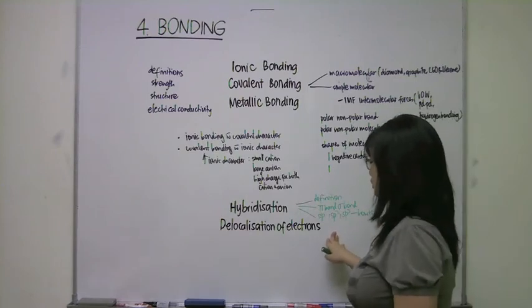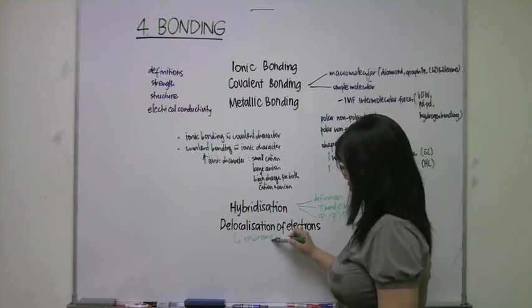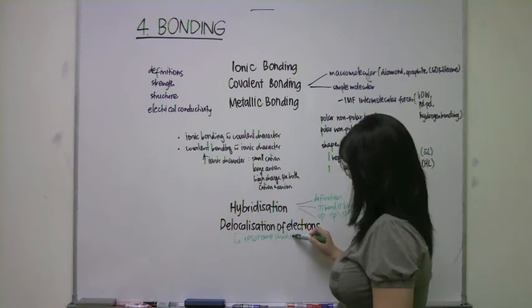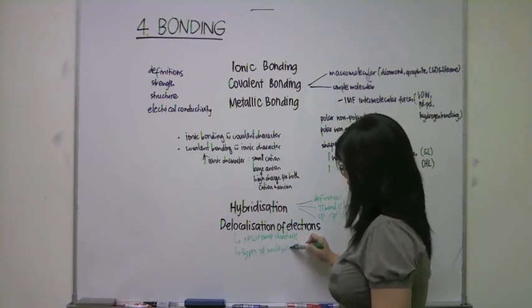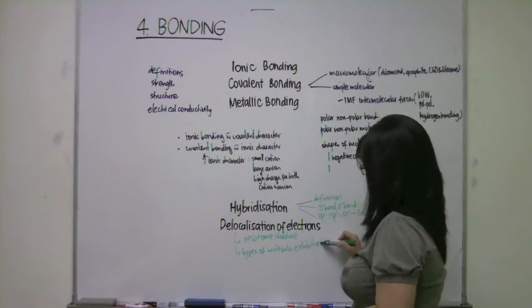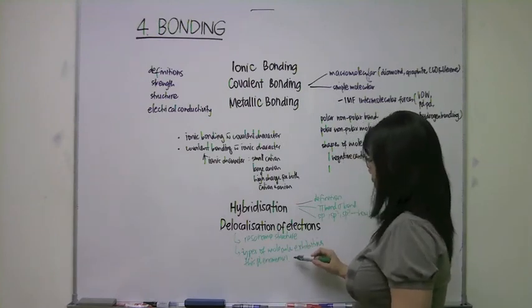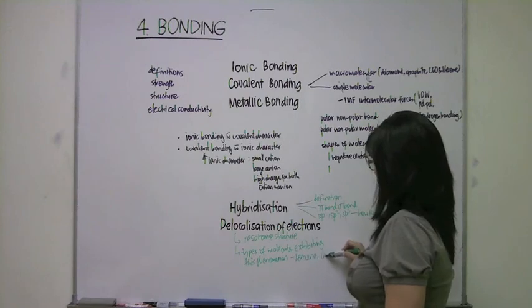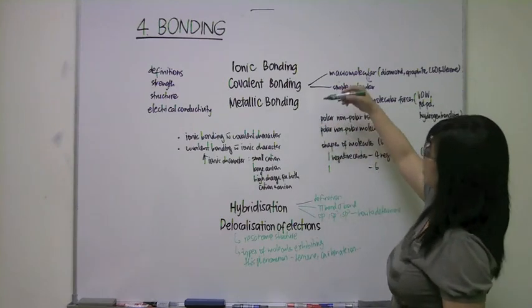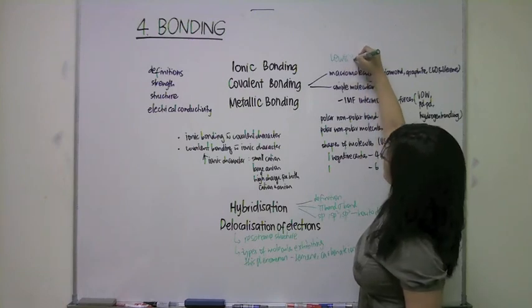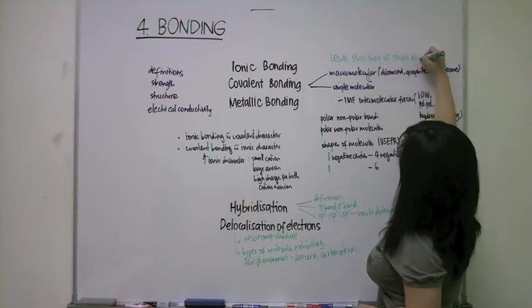The delocalization of electrons will require you to explain resonance structures and the types of molecules exhibiting this, for example, benzene, carbonate ion, and so on. I forgot to mention, for covalent bonding you also need to teach your students how to come up with the Lewis structure of simple molecules.